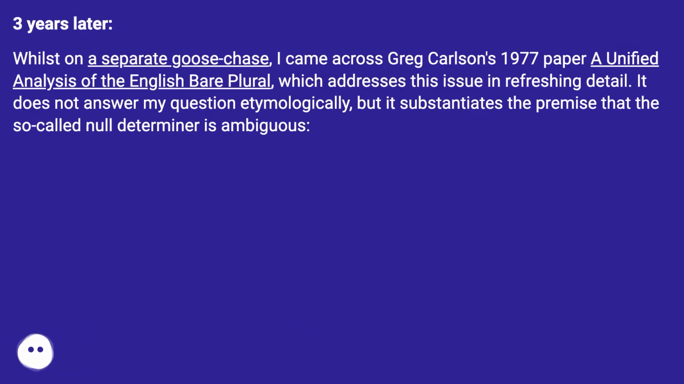Three years later. Whilst on a separate goose chase, I came across Greg Carlson's 1977 paper, A Unified Analysis of the English Bare Plural, which addresses this issue in refreshing detail. It does not answer my question etymologically, but it substantiates the premise that the so-called null determiner is ambiguous.